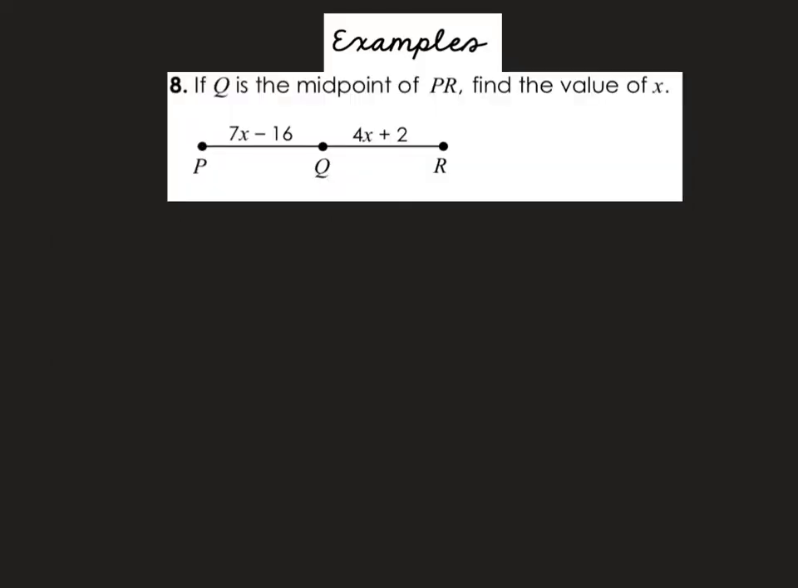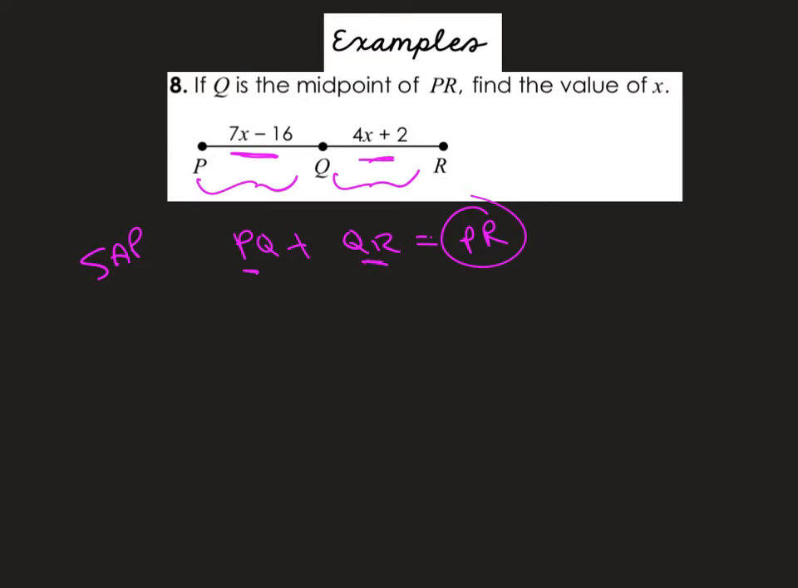So what do we do with these halves? Well, we have this idea of the segment addition postulate, and we say that PQ plus QR equals PR. But that doesn't do us any good because we don't know anything about PR. We have some information about PQ, we have some information about QR, but PR is not given to us. But what was given to us is that Q is the midpoint of PR.